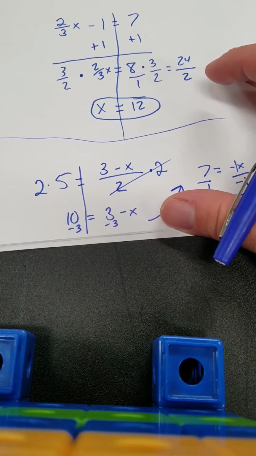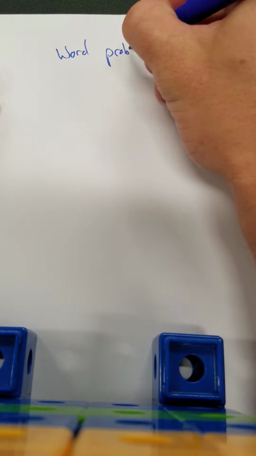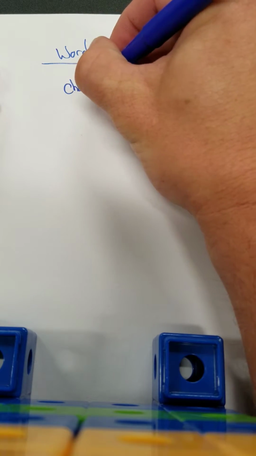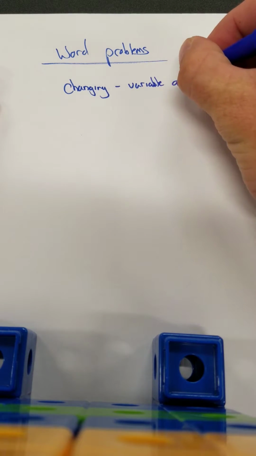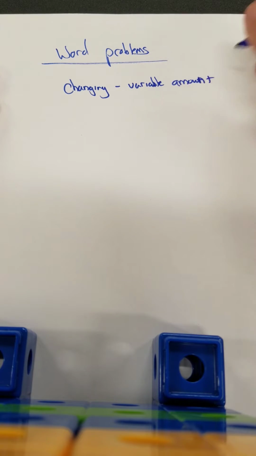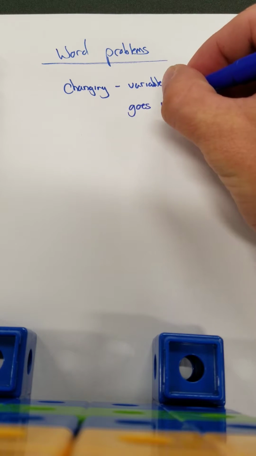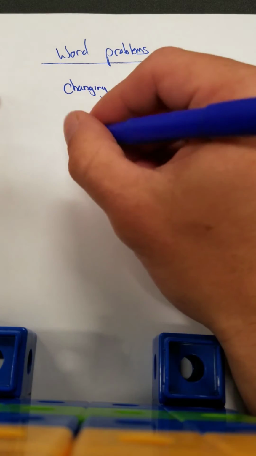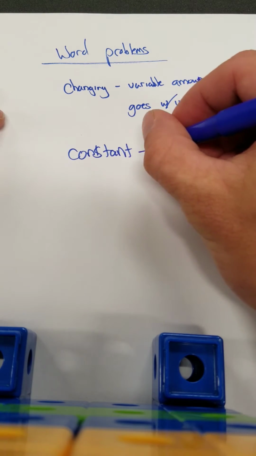The last thing that you need to know for this is word problems. You're going to have a couple of word problems. The thing that's changing, or the variable amount, so let's say something's happening every month, or every day, or whatever, goes with x. It goes with the variable. If it's constant, so it only happens one time and is not going to happen more than once, it stays by itself.